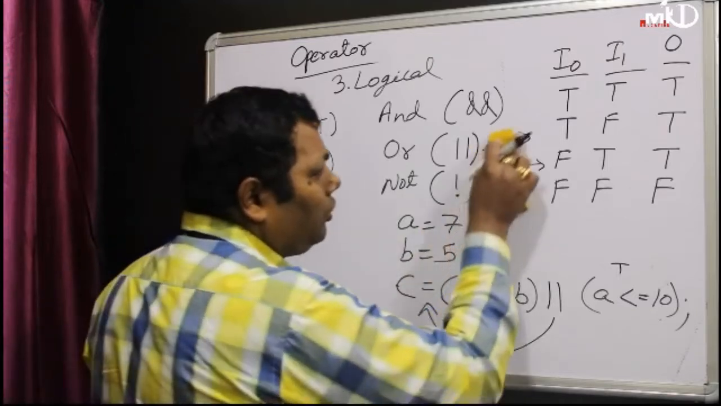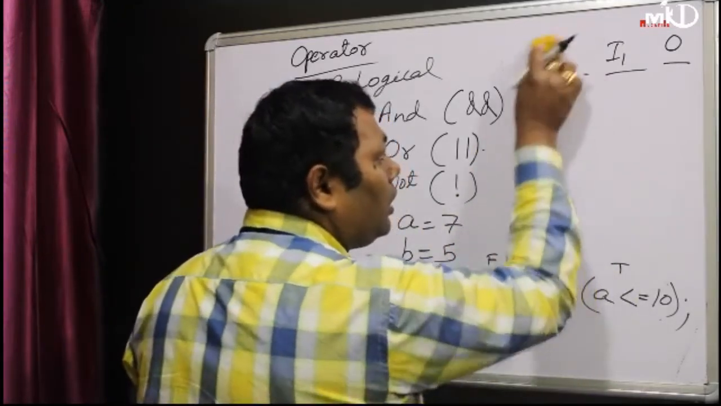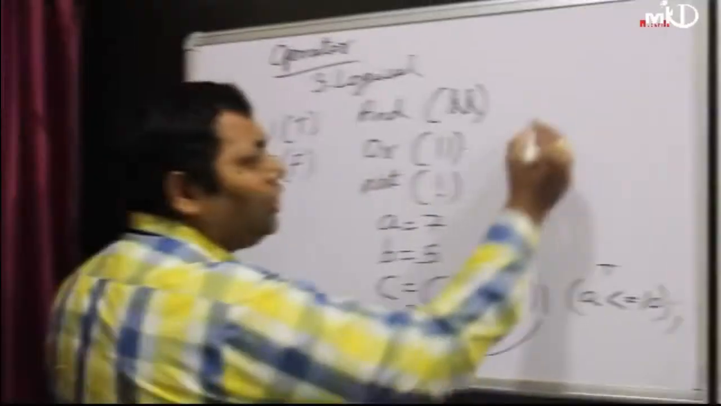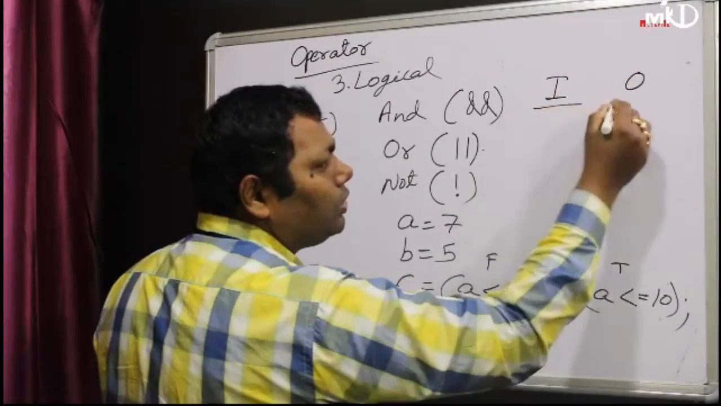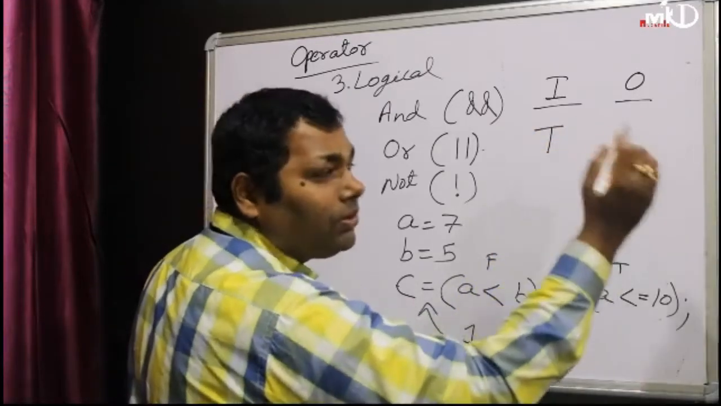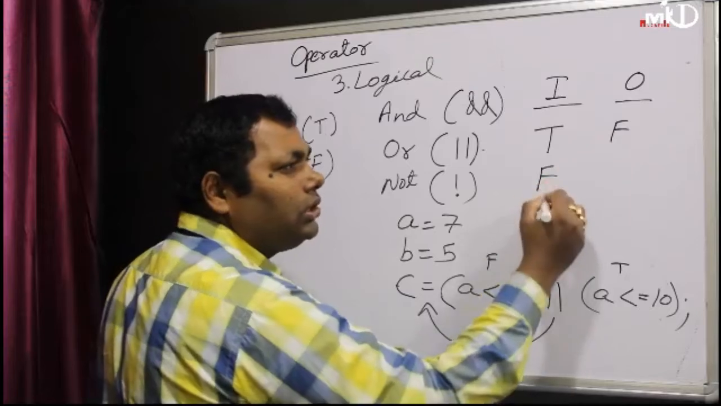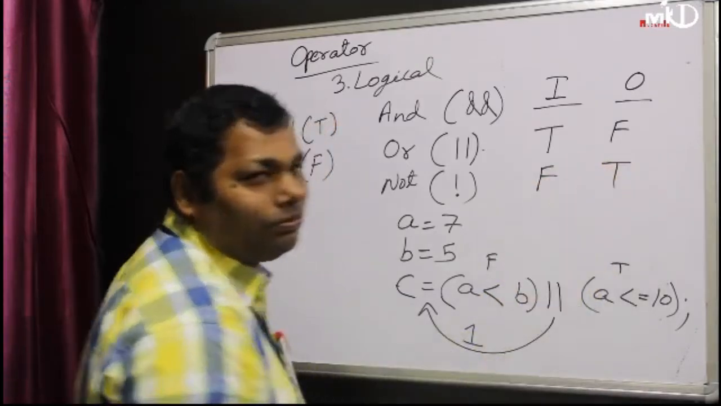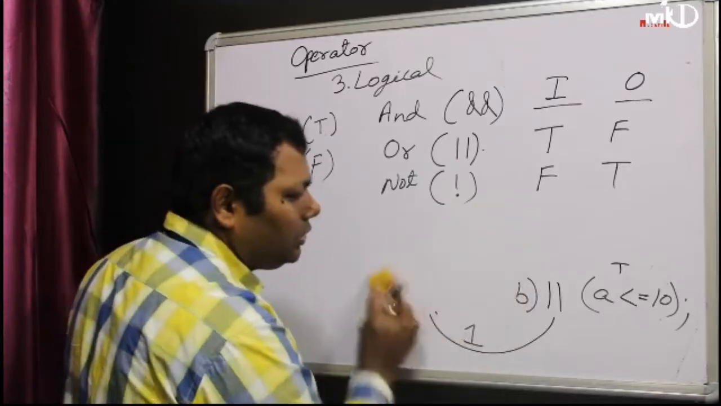Now next we discuss the NOT operator. Actually the NOT operator is a unary operator. Unary operator means it has only one input and one output. If the input is true, then the output is its inverse, that is false. If the input is false, then the output is true. Clear? So let us take an example.